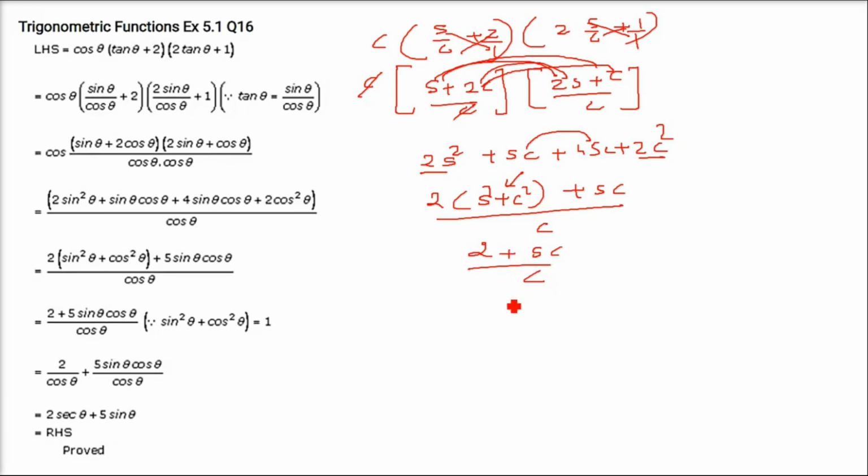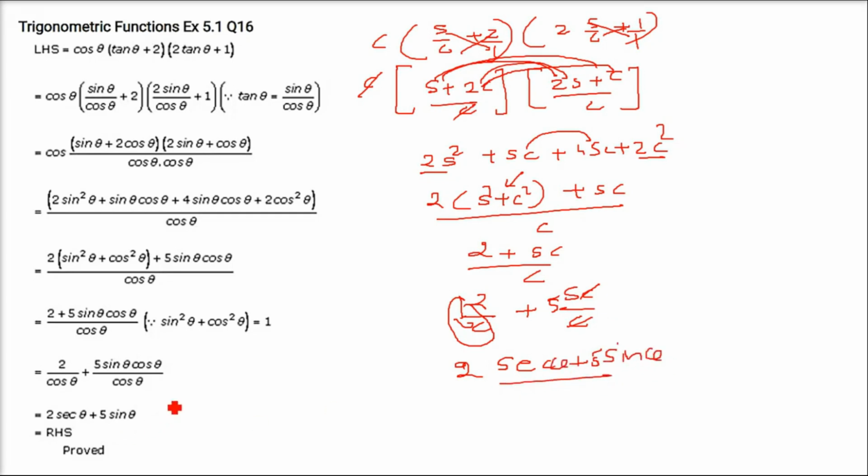Now take them separately. That is 2 by cos plus 5 sin cos by cos. Cos cancels. Now 1 by cos is what? 1 by cos is sec, so 2 sec plus 5 sin. And this is the right hand side.